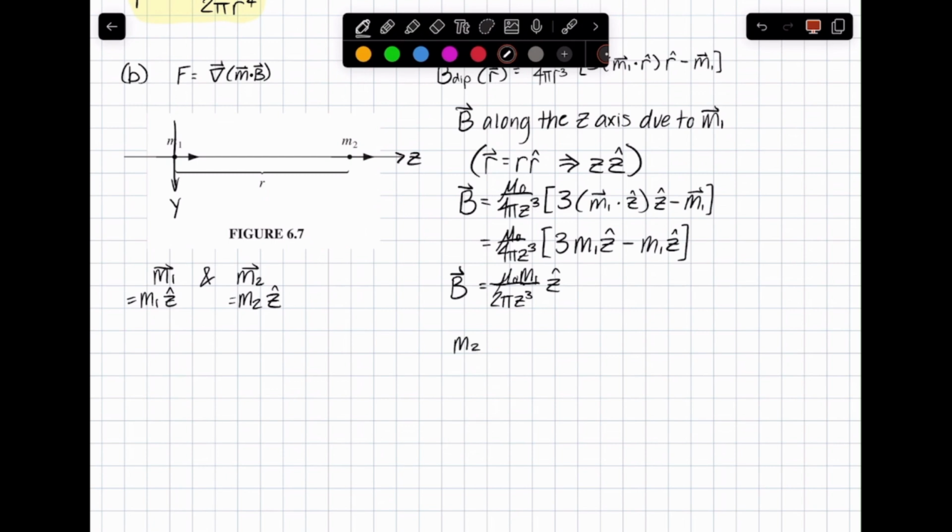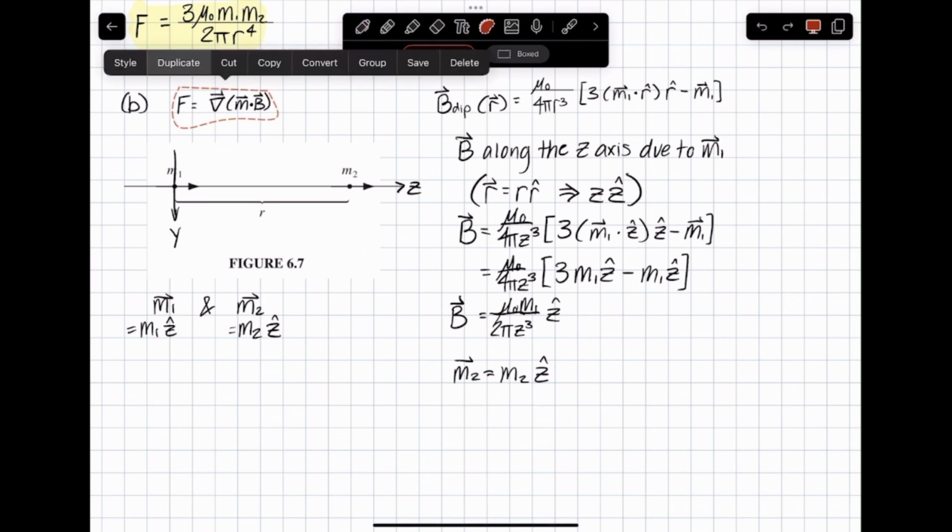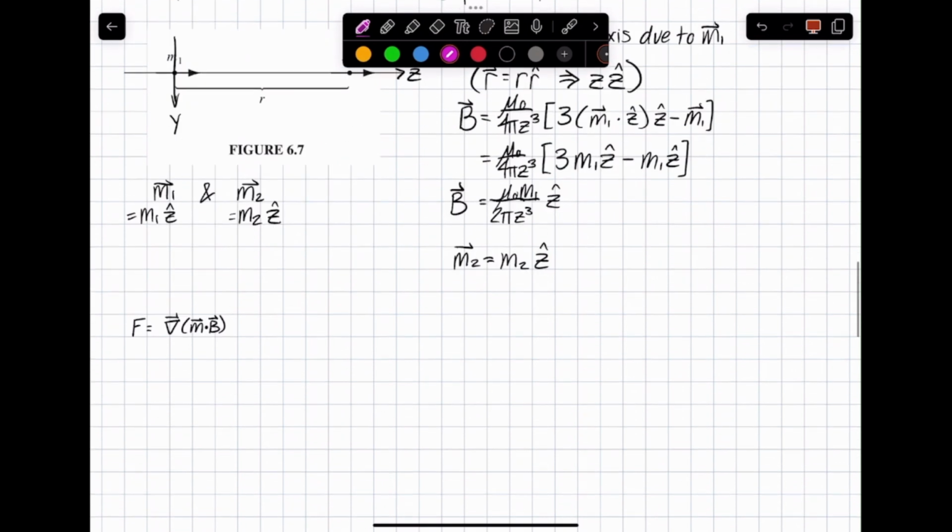We already wrote this definition for M2, but I'm going to rewrite it. You'll notice that both of these equations are in the z hat direction. And so when we take the dot product to calculate our force, z hat dot z hat is, of course, equal to 1. And so we can multiply the magnitude of these two equations together. And then we're going to take the gradient.